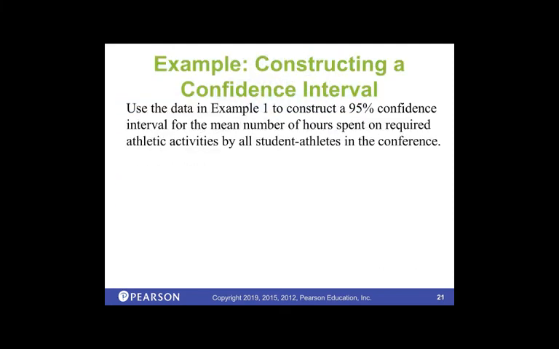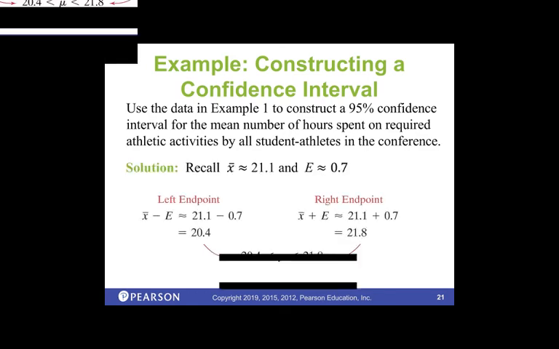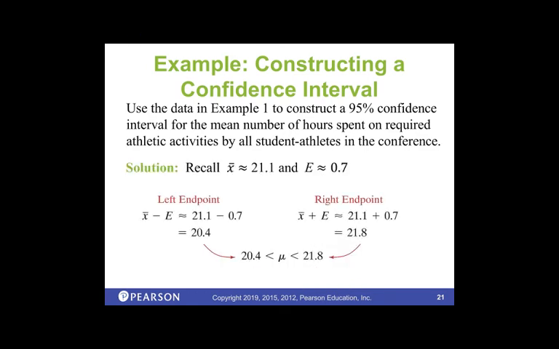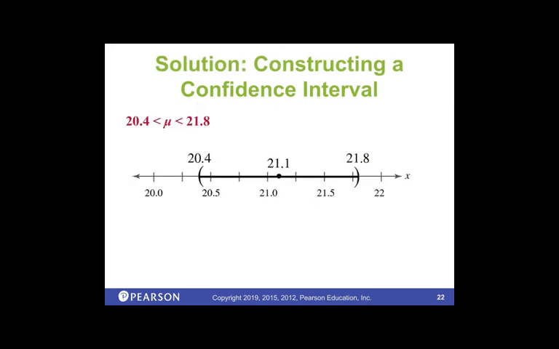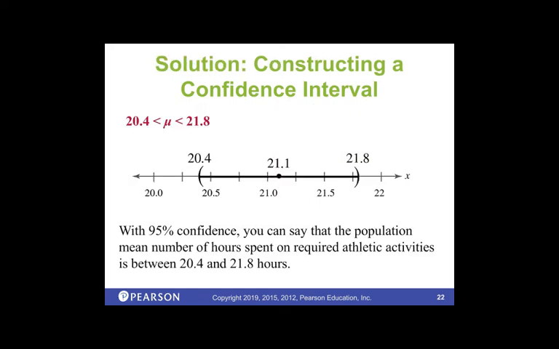Okay. So use the data in example 1 to construct a 95% confidence interval for the average number of hours spent. We said that the x bar was 21.1 and the margin of error was 0.7. So then the left endpoint is just going to be 21.1 minus 0.7, and the right endpoint is going to be 21.1 plus 0.7. So then what this is saying is that we have a 95% confidence level that the population average falls between 20.4 and 21.8.